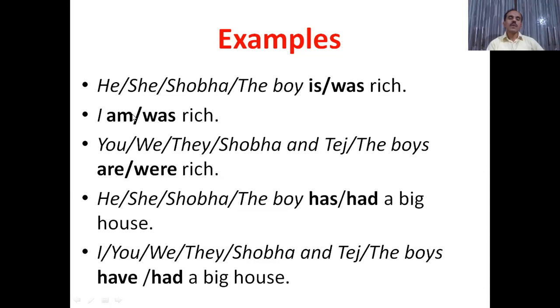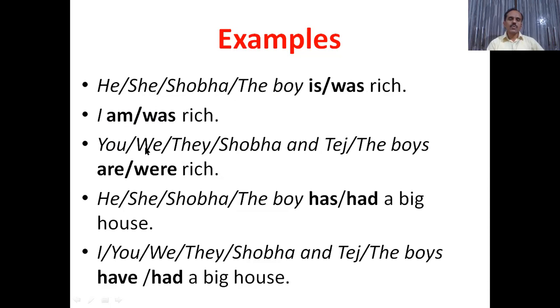Okay. Here, I am rich, or I was rich. Fine. Here, am is present tense. Why am? Because here the subject is I, first person singular. That is why am has come here. Why was here? This is the past tense. Okay, I am rich, I was rich.